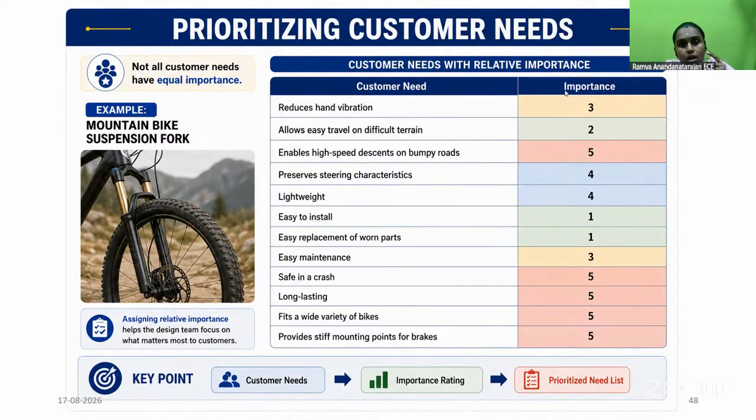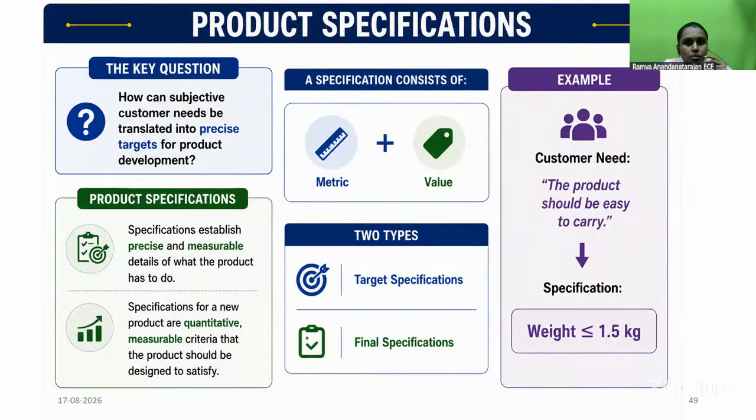Then what is the next one? Preserve steering characteristics. It should be lightweight. Then you say it should reduce hand vibration. Then it allows easy travel on difficult terrain. Like that, you rank or prioritize the customer needs. So the key point is the customer needs are collected, organized using the affinity diagram. Then you give an importance rating and you get the prioritized need list. So the ones with a 5 rating are going to have higher priority. So after that, you form the product specification.